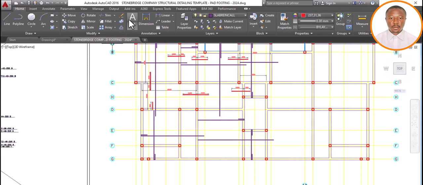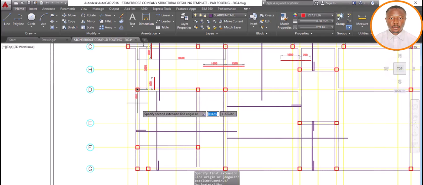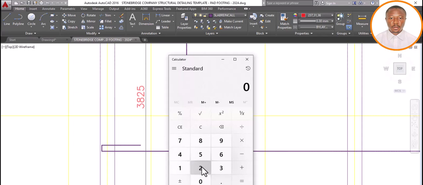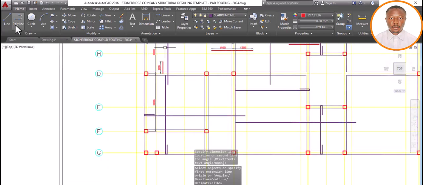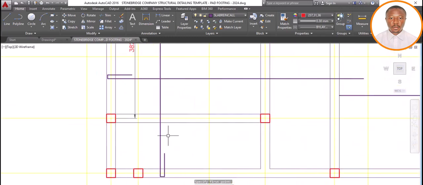So what about this one? Let's take our dimension from this point here into this point here. Good. So we have 3820. I pick my calculator. 3825 multiplied by 0.25 equals 956. So that's 1000. I made it 1000. So I pick my reinforcement and put 1000. Good. What about this one into this one also? I pick my reinforcement, it's the same thing, 1000.